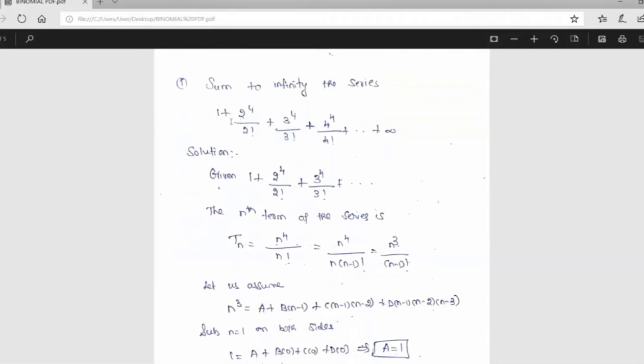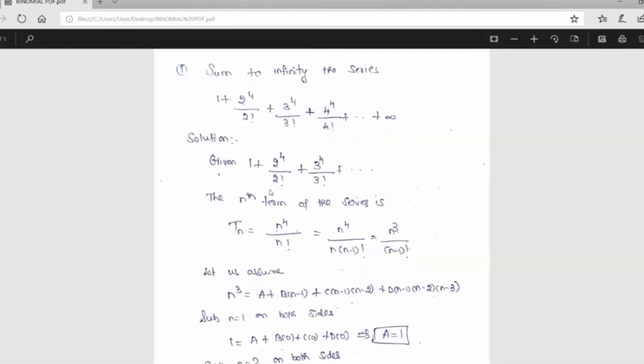Here we are going to find the sum to infinity of the series. The series they have given to you here is 1 plus 2 power 4 by 2 factorial plus 3 power 4 by 3 factorial plus 4 power 4 by 4 factorial till infinity. You have to find one finite value for this infinite series. So that is the task for us. Now we are going to see how we are going to solve this problem.